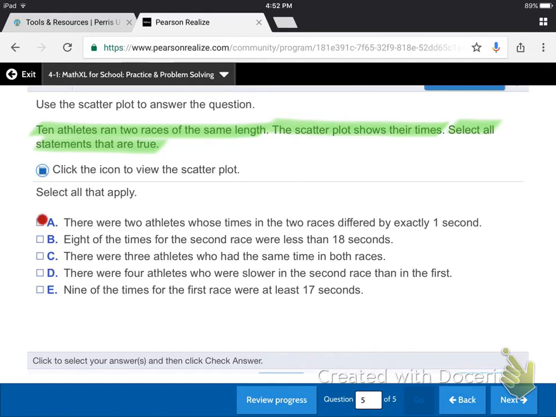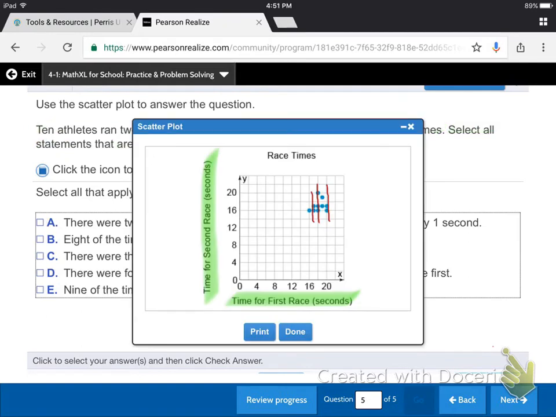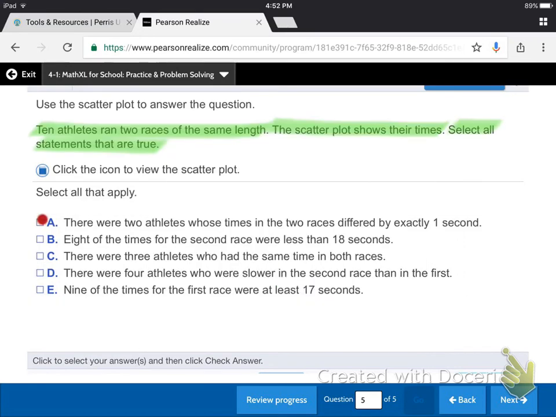B, 8 of the times for the second race were less than 18 seconds. Let's go back and see if we can figure that out. 8 of the times were less than 18 seconds, so that's this line right here. Right here at 18, that's this line right here. And let's count up the dots. 1, 2, 3, 4, 5, 6, 7, 8. That's true also. So let's select that one.